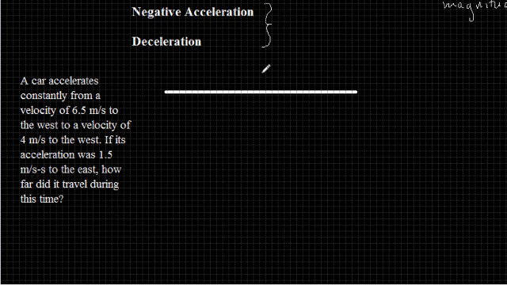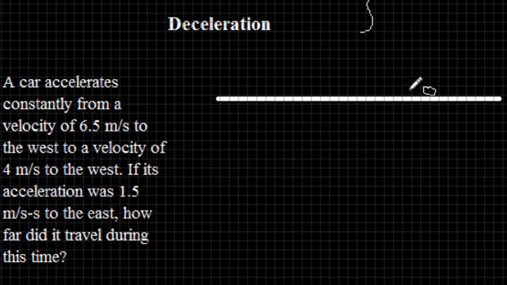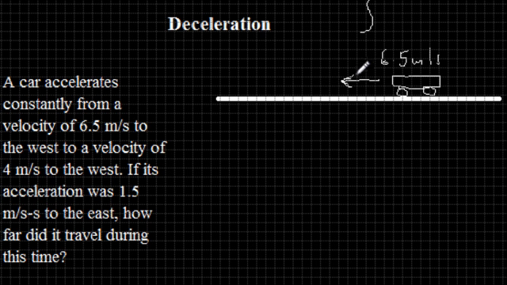So it appears that this car is moving to the west. Typically on a piece of paper, to the west is left. So I'm going to draw this car moving to the west, like so. And it starts at 6.5 meters per second. Apparently at some later time it has a velocity of 4 meters per second. So what do you think? Slowing down or speeding up? That's right, slowing down. Slowing down it is. So this car is slowing down.